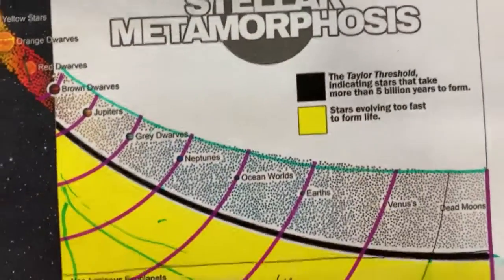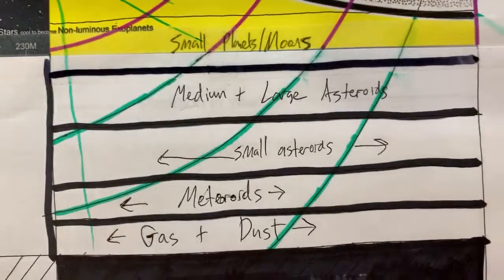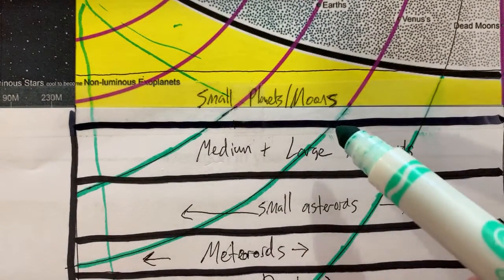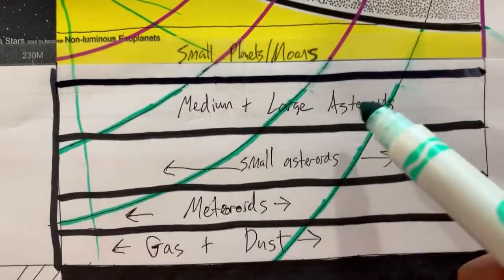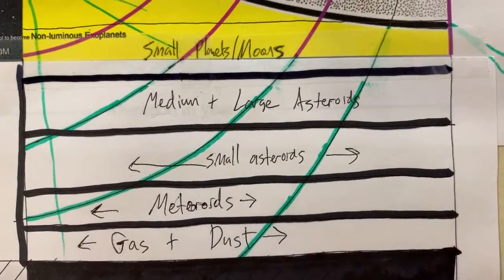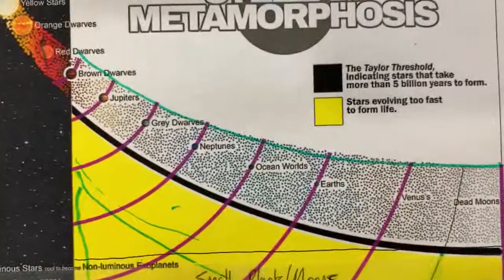Anyways, I think that sums it up. I'm probably going to make more of these videos, but keep that in mind. As the stars disintegrate, they lose their mass, and then they just become gas and dust. All right, you guys, take it easy.